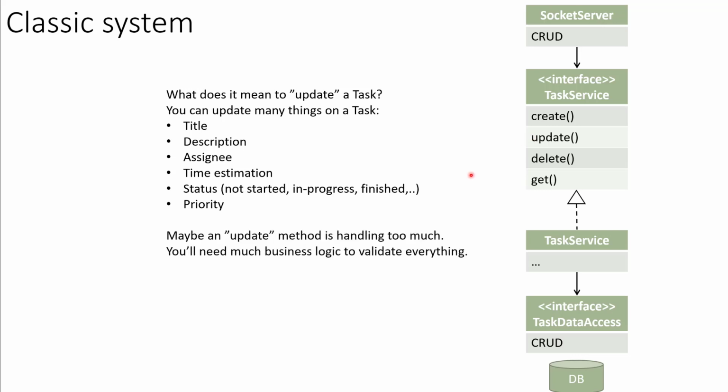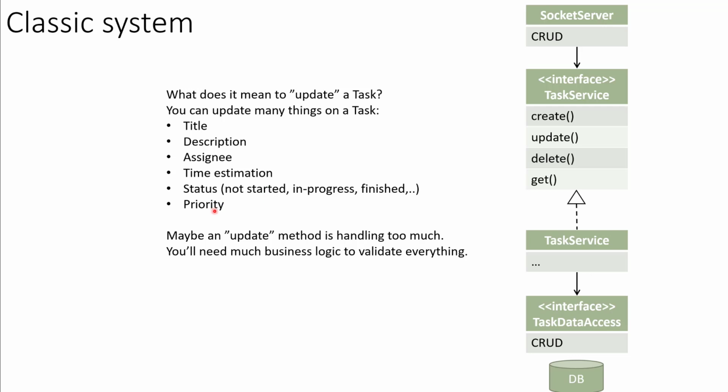So maybe this update method is handling a little too much, and you're going to need a bunch of business logic, because there are usually rules for each of these. The title cannot be empty, the description might be empty, but maybe there's an upper bound. Can it exist without an assignee? Can I reassign a task, or is there some logic associated with this? The time estimation, maybe it can only go down, maybe it's okay to go up, but certainly it cannot be negative. Status, maybe it can only progress in one direction, so from not started to in progress to finished, but we cannot go from in progress back to not started. So there are rules here.